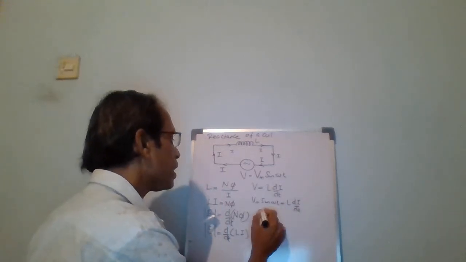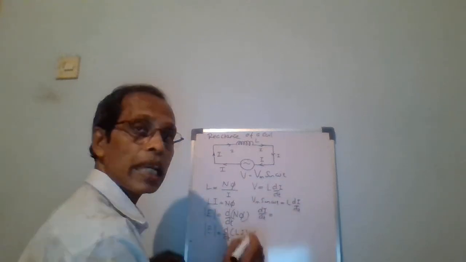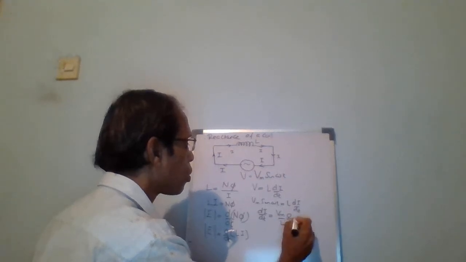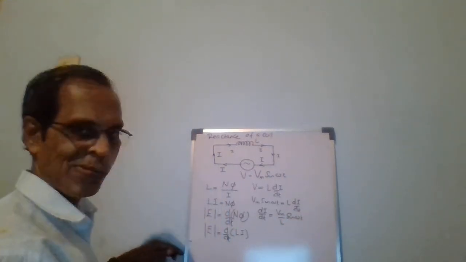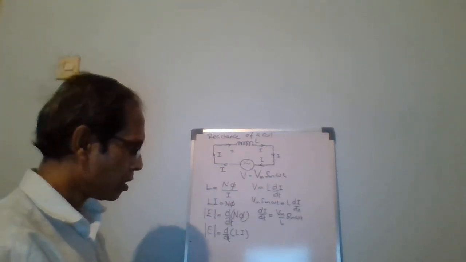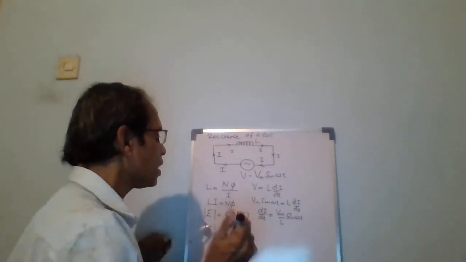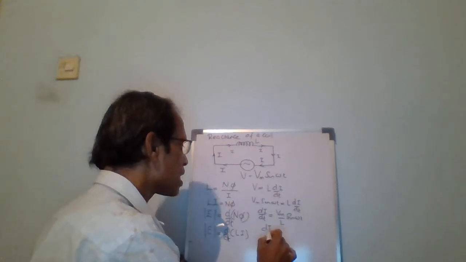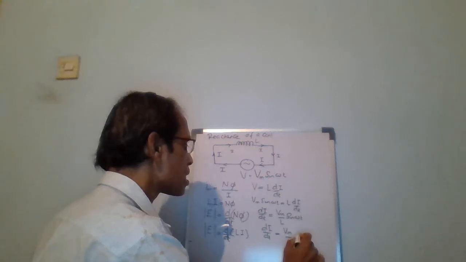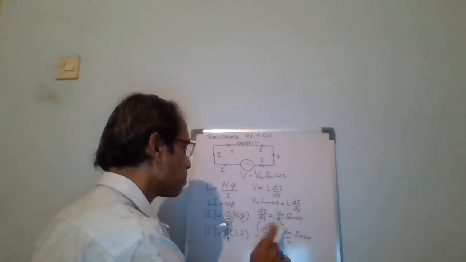We can write dI over dt is equal to Vm over L sin omega t, subjecting dI over dt. Now how to find I? We can integrate both sides with respect to time.